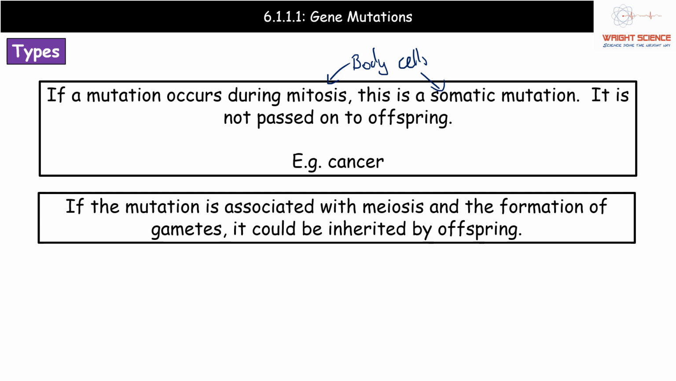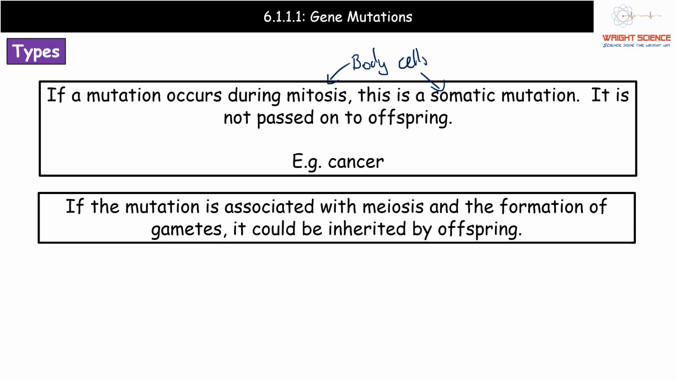Because it's only affecting certain body cells, this will not be passed on to any offspring, because obviously the only way that we can affect the genomes of the offspring is by having some kind of alteration to the gametes. This is a normal body cell, therefore no alteration to the gametes, no replication in the offspring. A good example of one of these somatic mutations would be things like cancerous tumours, for example.